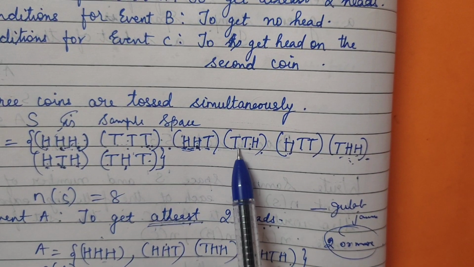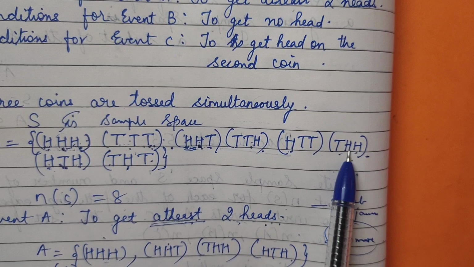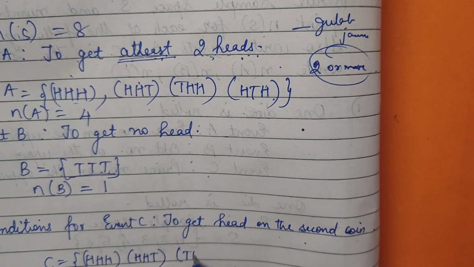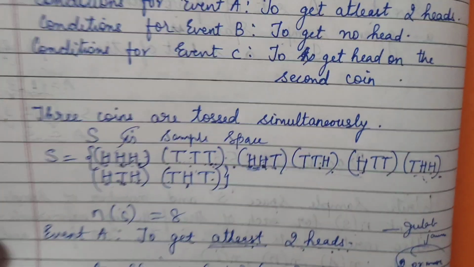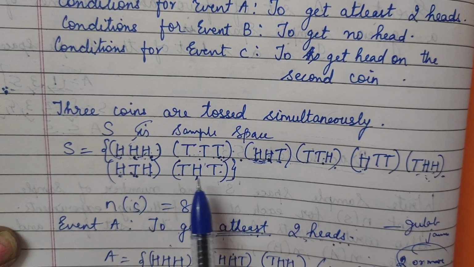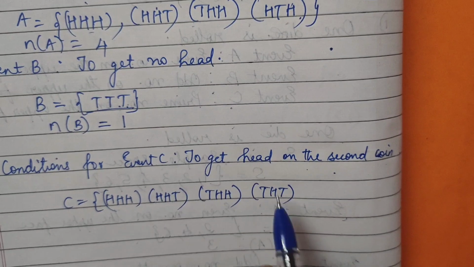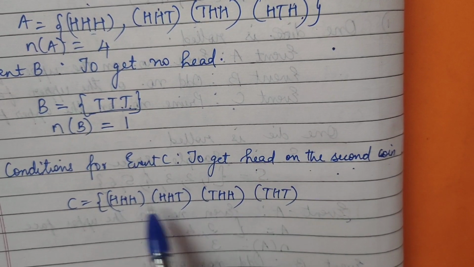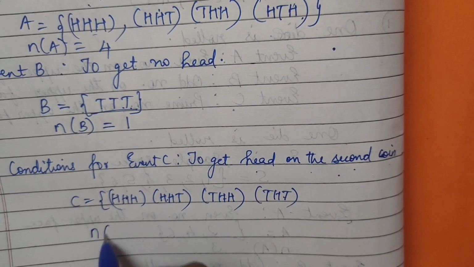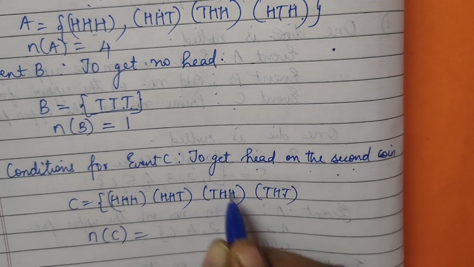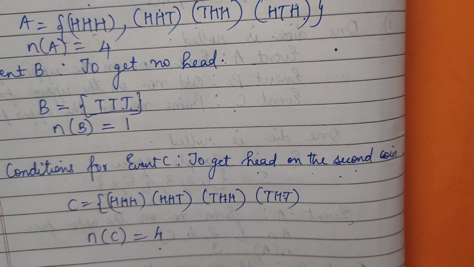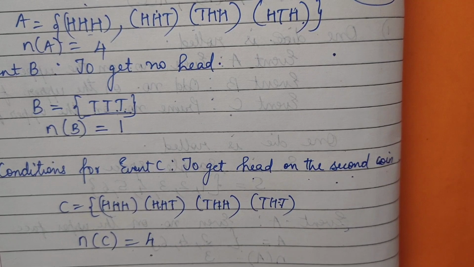Then where we can see the H in the middle. Here THH. Okay, I have written that also. Then no, it is tail here. Yes, THT. So they said second coin में head होना चाहिए, सब में head है. So n of C is how many? 1, 2, 3, 4. So we have 4 elements here. So this is the way we have to do.